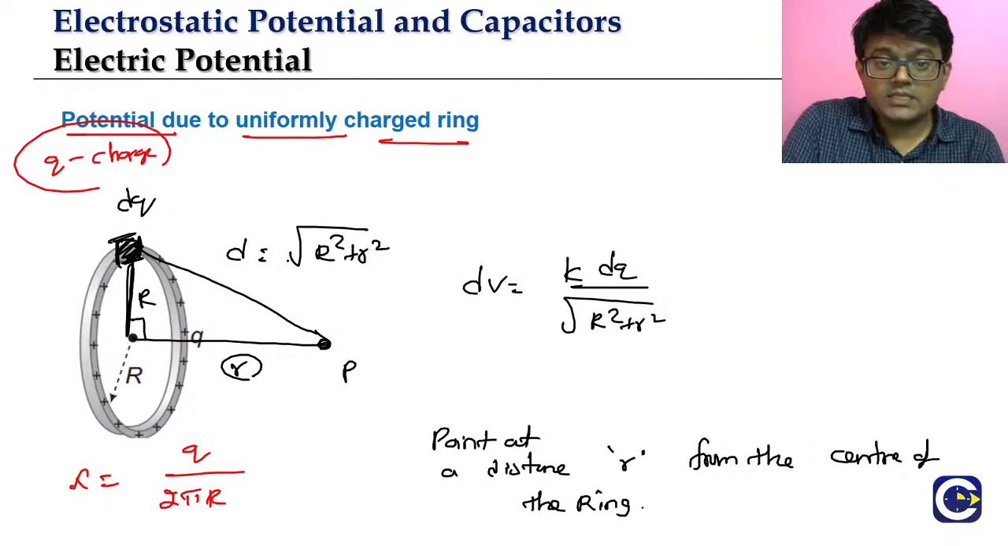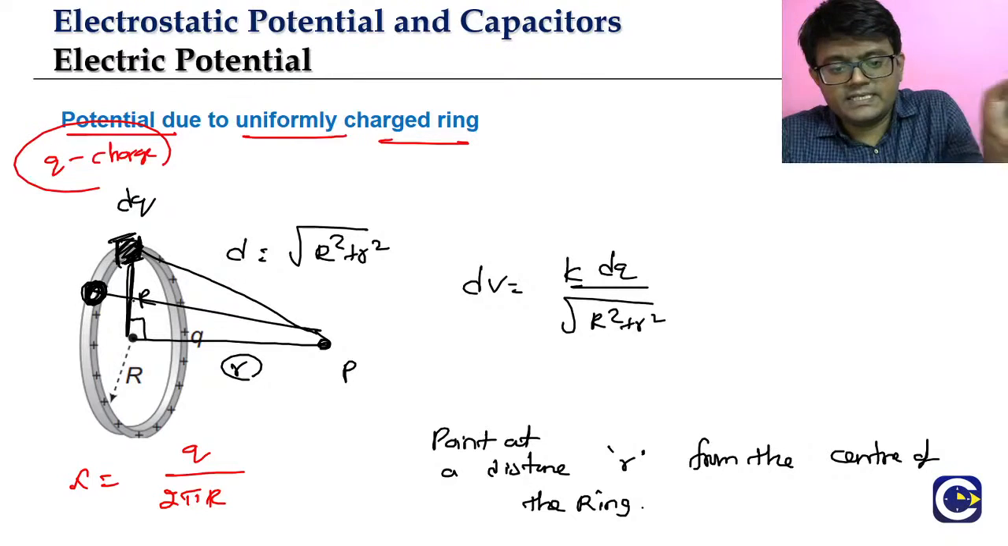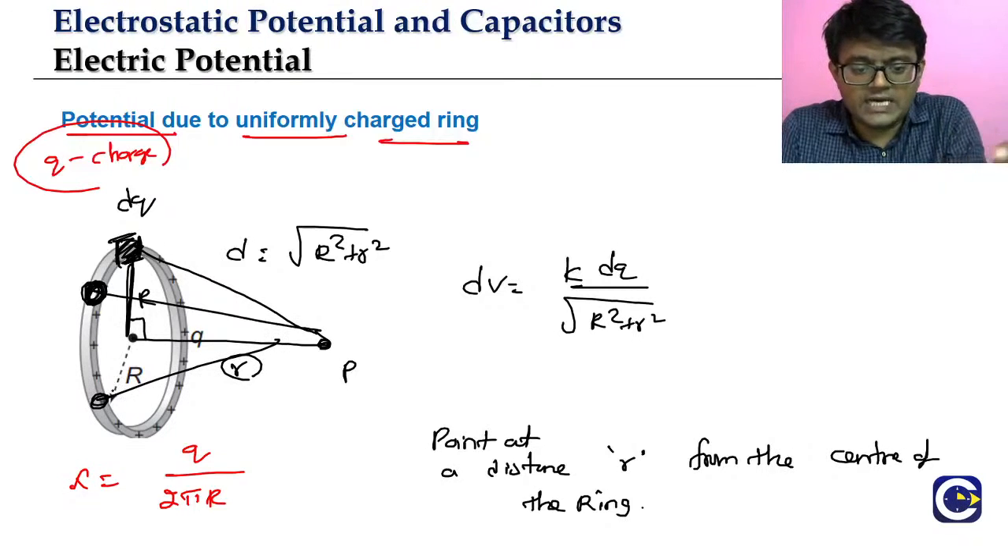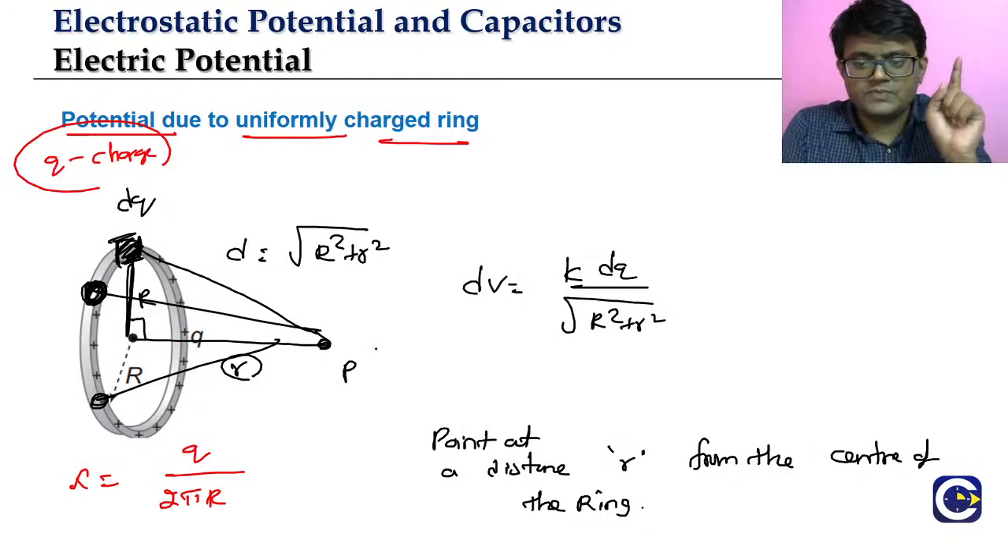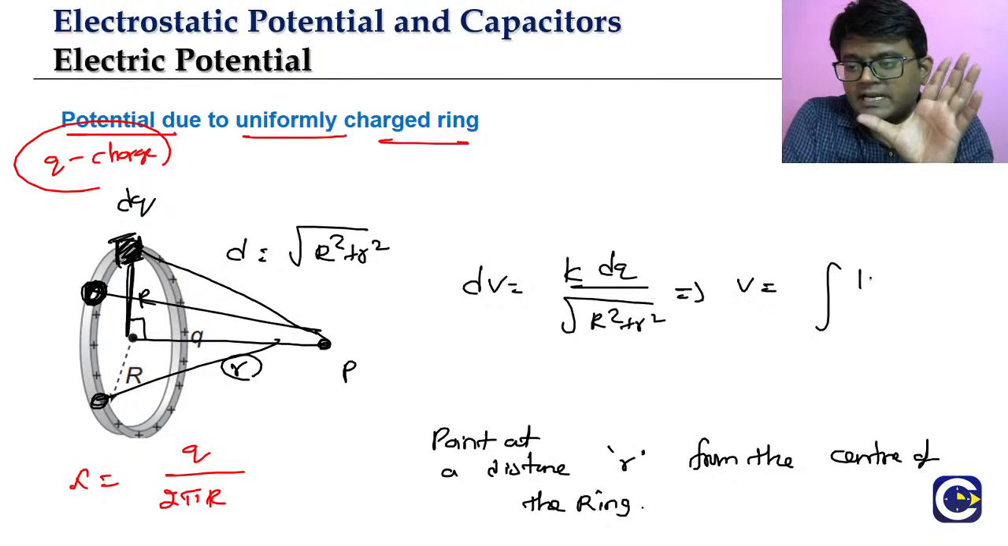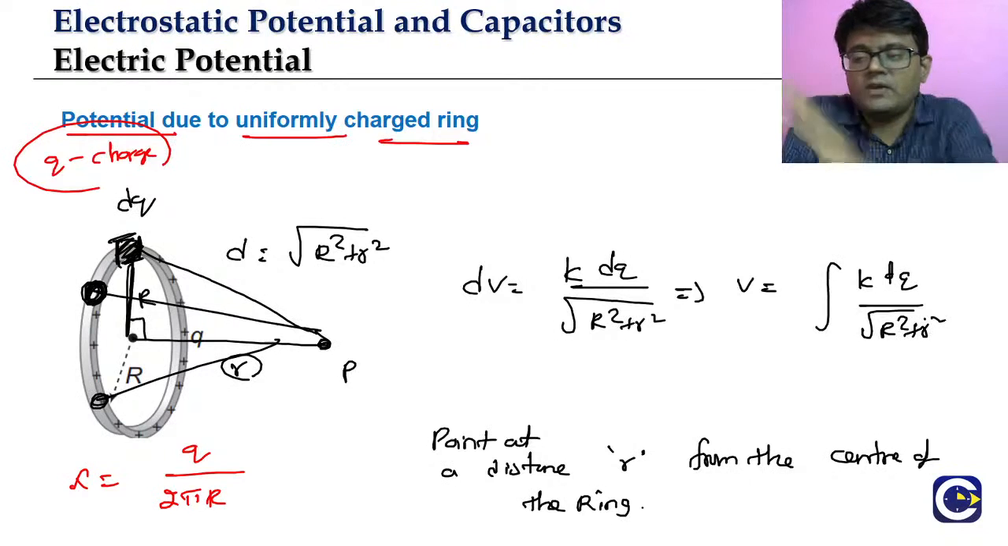Potential is a scalar quantity, right? Now if you take a dq at some other place, what is the distance from that dq to the point P? The same, root of capital R square plus small r square. Wherever we take a charge portion, we have the same distance from that portion to the point. Which means, to get the total potential, we just have to integrate this value, that's all.